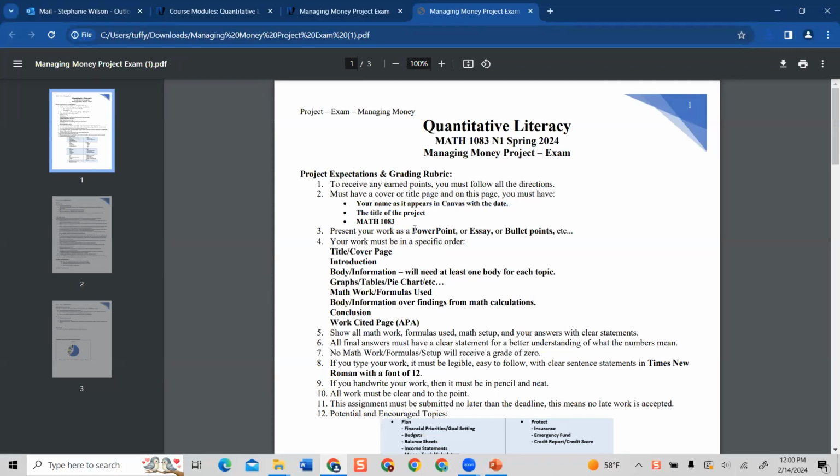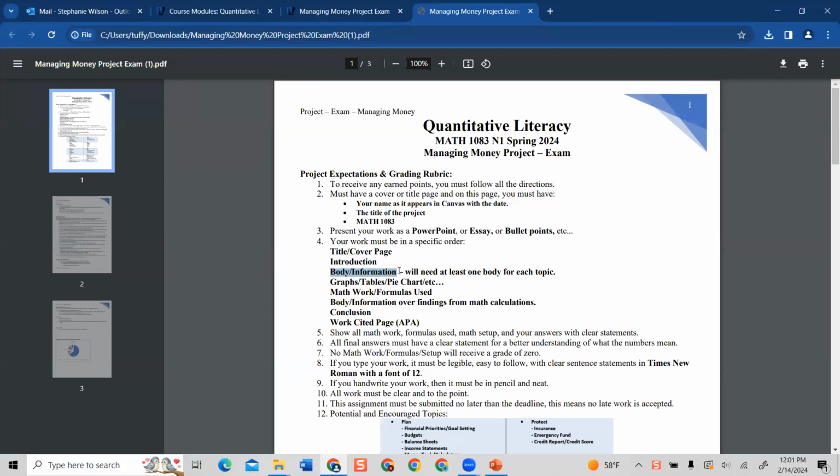You have choices on how to do this actual assignment. You can do PowerPoint, you can do an essay, you can do bullet points. If you choose to handwrite it, do it in pencil and make sure it's neat. It's going to be a lot of writing, but I'm fine with that. But make sure it's easy to read, okay? You're going to want to have a cover page or a title page, right? So this information right here is going to be on the title page.